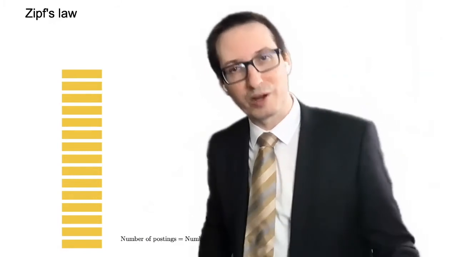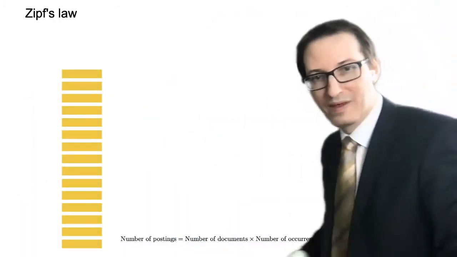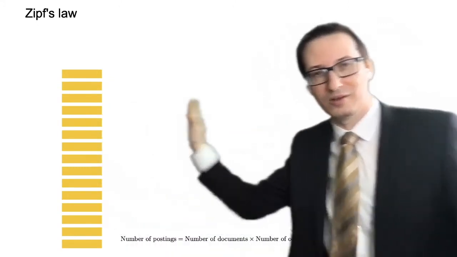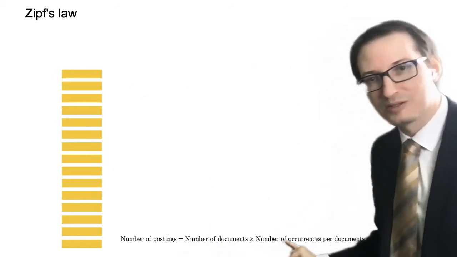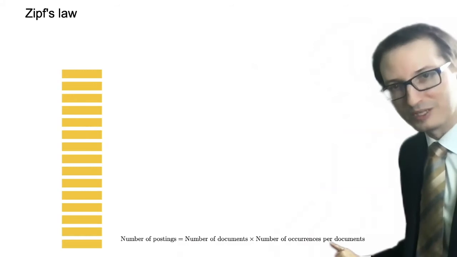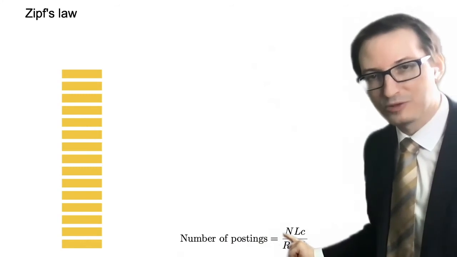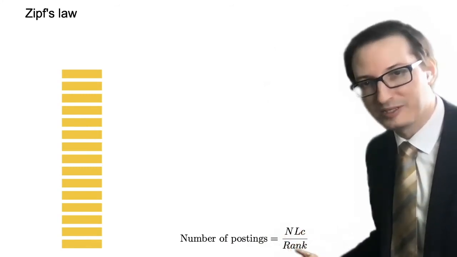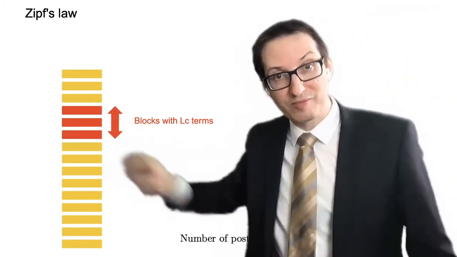Now let's apply this to the dictionary. I have all my terms, sorted by decreasing frequency. I'm starting with the stop words and the very frequent terms with very long posting lists, and then I have decreasing sizes of posting lists. So how many postings do I have for the entire index? It's the number of documents times the number of occurrences per document. So the number of postings is N, the number of documents, times the length of a document L, times C, divided by the rank.